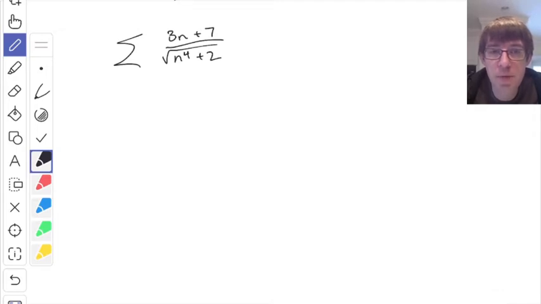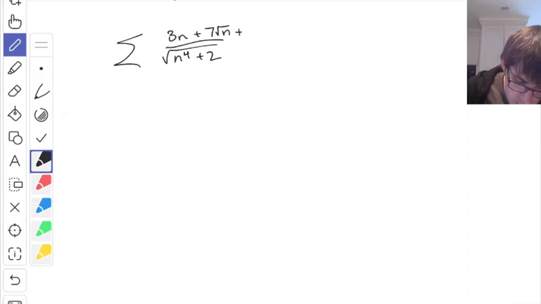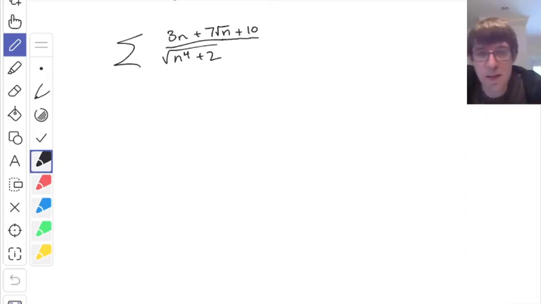Now, on the top we have 3n plus 7. When the n is very large, the plus 7 doesn't really matter. And so I'm going to say, actually, can I make this slightly more interesting? This is going to be great. Let's make it 3n plus 7 root n plus 10. How about that? This is slightly more interesting. When I look at the top, which term there is dominant when the n is very large? The answer is the 3n is the only one that really matters.